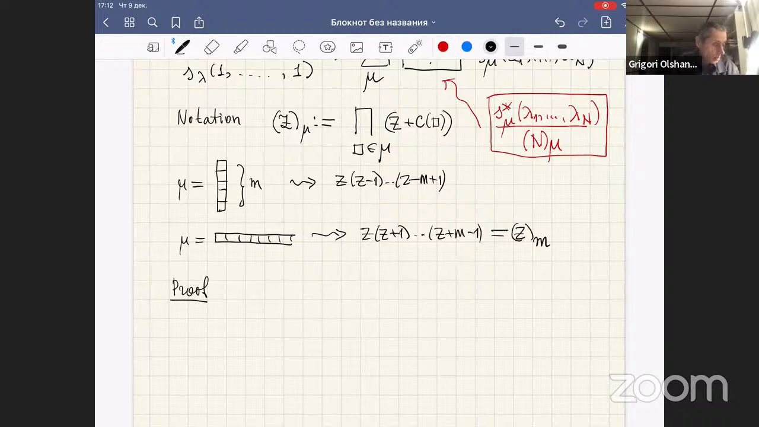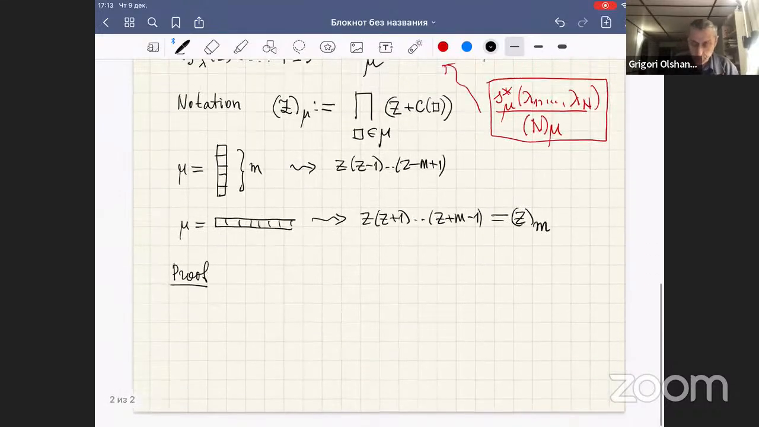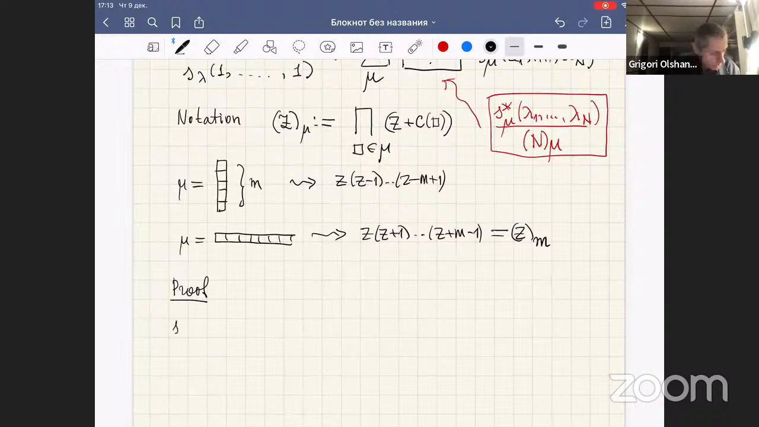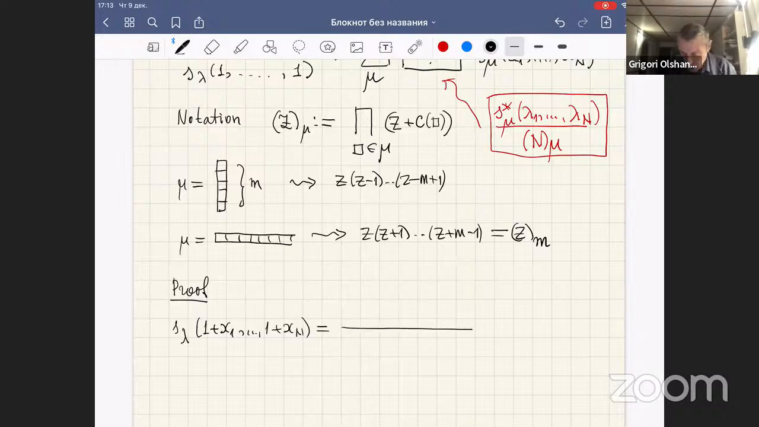The proof. Just use the definition of the Schur polynomial. So I recall this, the Schur polynomial. Write it already in the shifted variables. So what do we have? The ratio of two determinants. Here we have 1 plus x_j to the powers l_i, and I recall my notation with the usual one that l is related to the lambda by this shift.